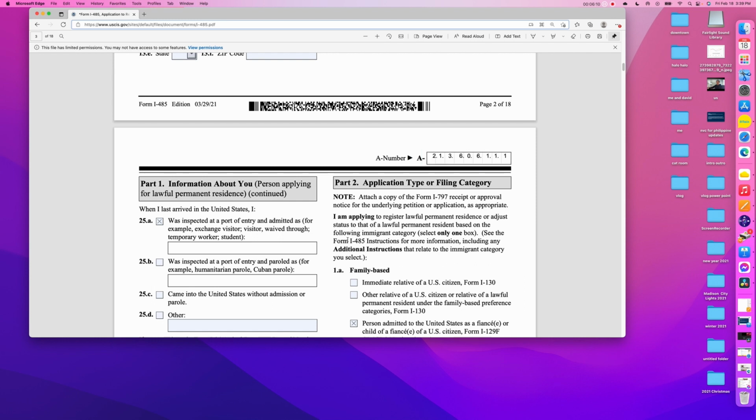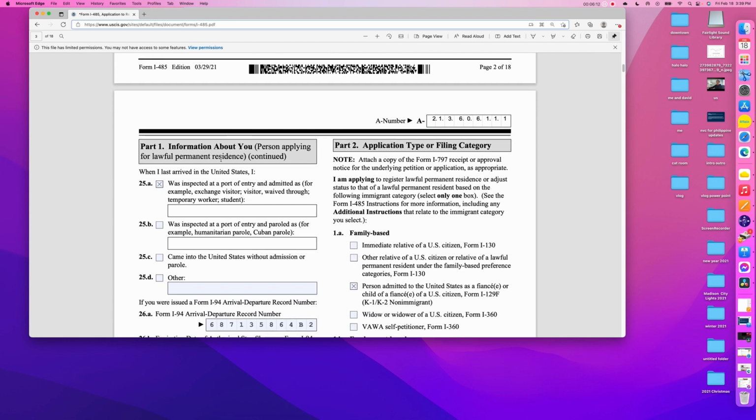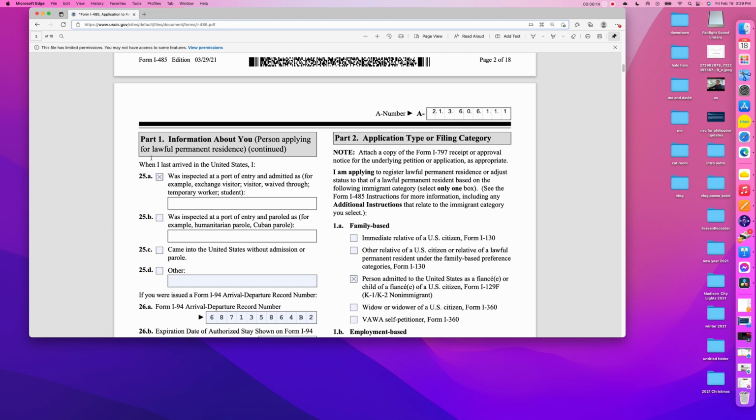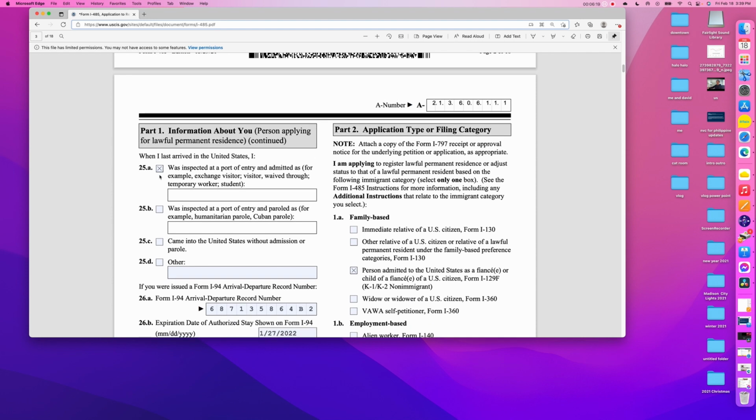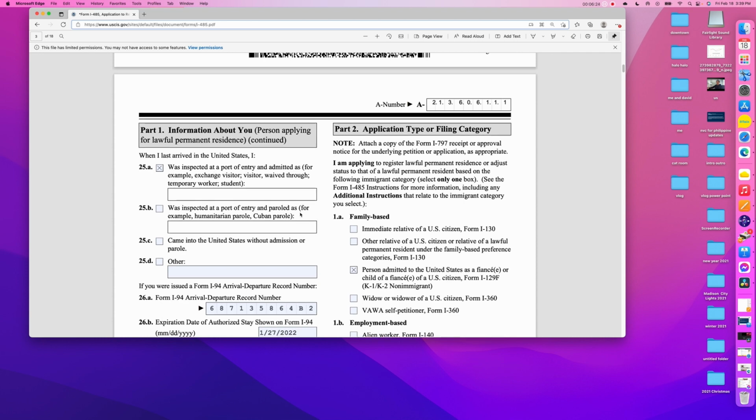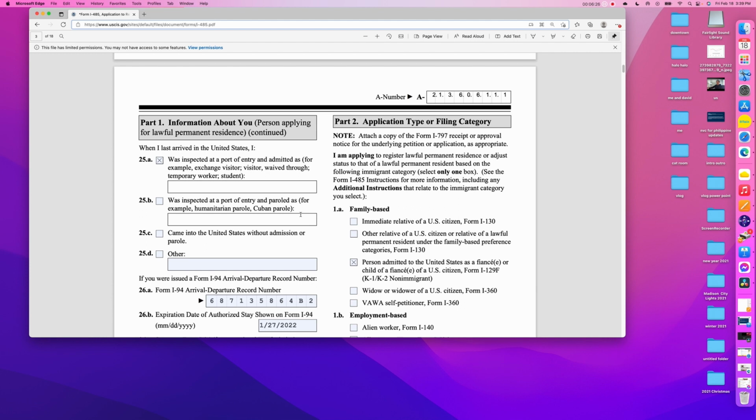So that's it. Now we have Part 1, information about you. Person applying for lawful permanent residence: when I last arrived in the United States, this is checked. You were inspected at the port of entry, of course, because you used the correct form of visa. Was inspected at the port of entry and admitted as, for example, exchange visitor, waved through, temporary worker, student, etc. K1 is also included here.